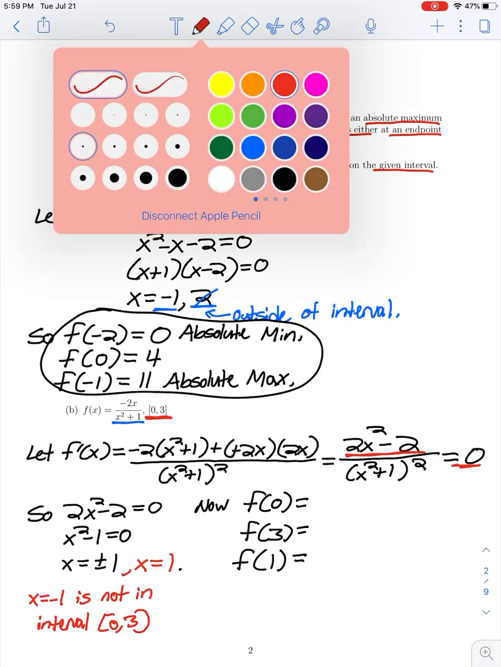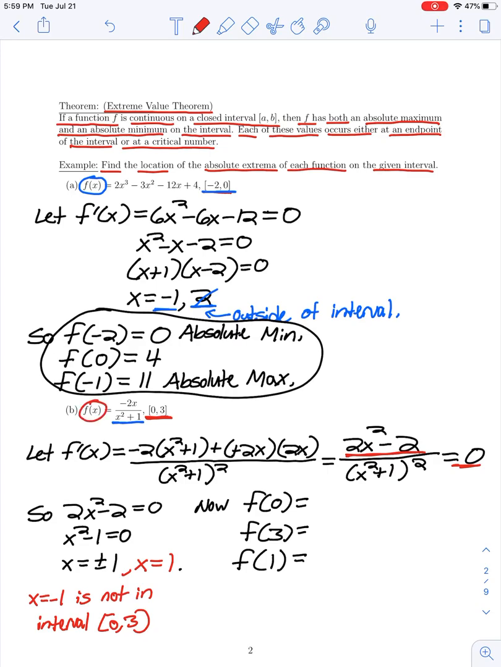If we substitute 0 into our original function, f of x, we have 0 divided by 1, which is 0. Substituting 3 in for x, we have negative 6 over 10, or negative 3/5. And if we substitute 1 in for x, we have negative 2 divided by positive 2, which would be negative 1. Comparing these values, the smallest value is negative 1, so this is our absolute minimum. And the largest value was 0, which would be our absolute maximum.